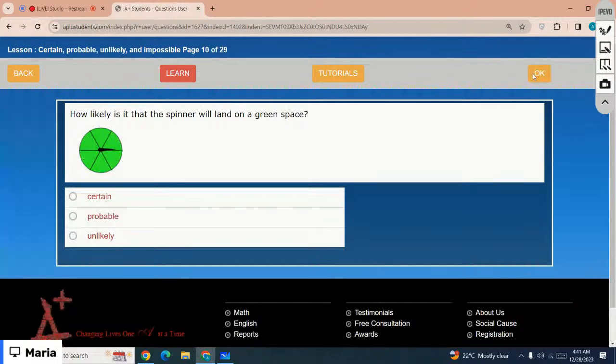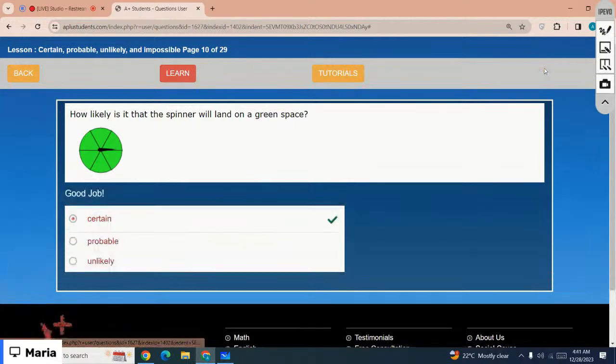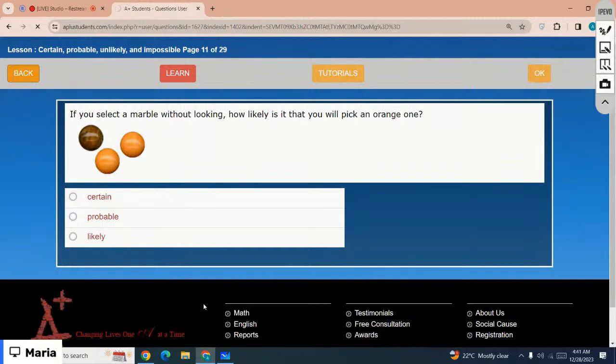How likely is it that the spinner will land on a green space? All the spinner is green, right? That means it is certain it will land on green. Okay, you can complete the lesson by yourself later today.